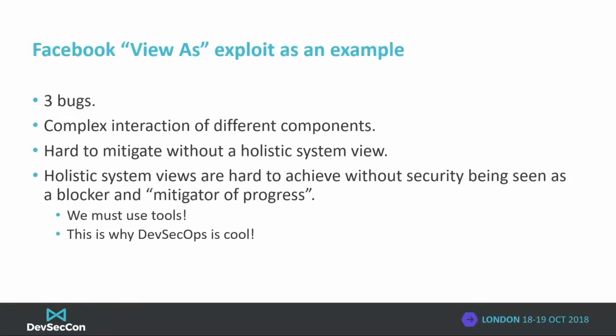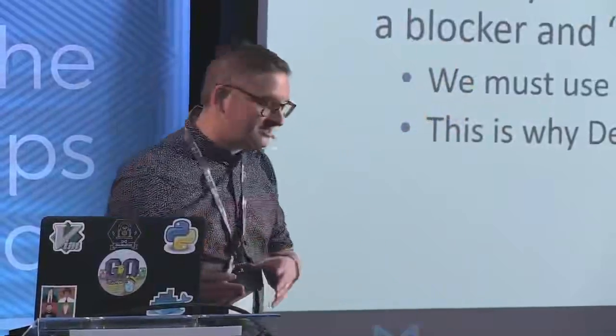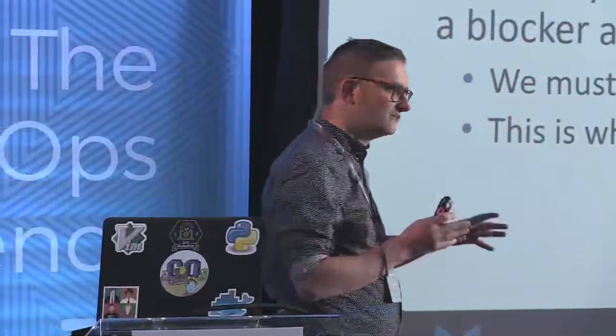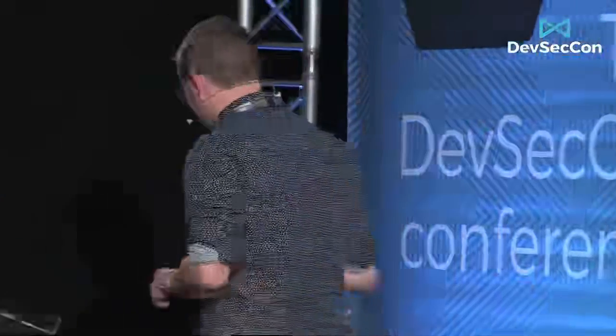So we know it's hard to do this, and we know that the tools in this area are not as mature as perhaps if you're building more monolithic applications. Operationally, it's very difficult because security people are traditionally seen as mitigators of process, or progress rather, which is one of my favourite terms. And so we must work with organisations now to go faster. And the only way we can do that is to build tools. And this is why DevSecOps is cool, because we can build tools and get developers to use them. And we can move security earlier into the life cycle.